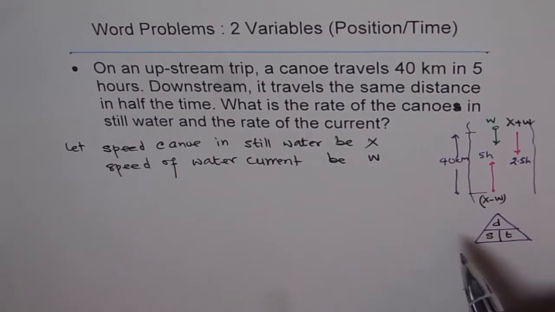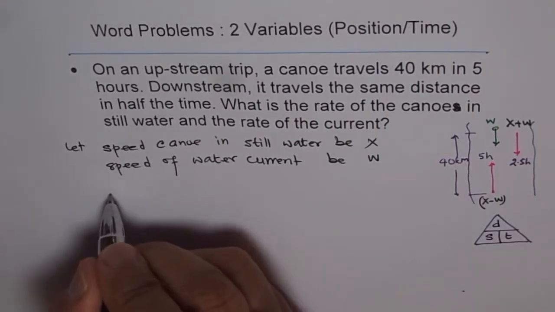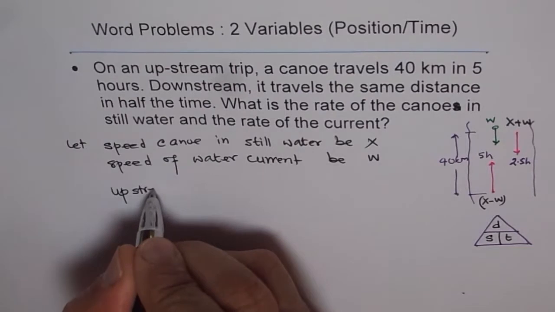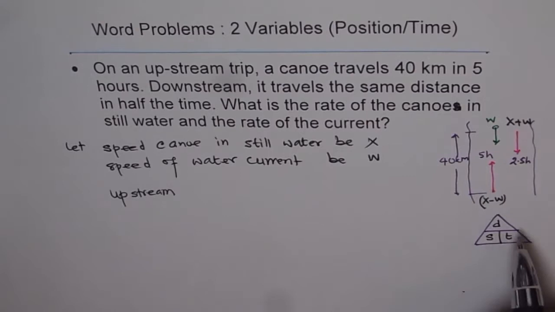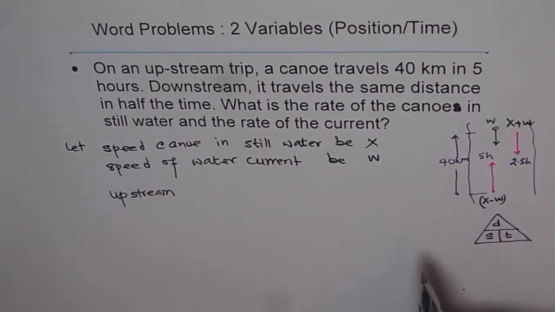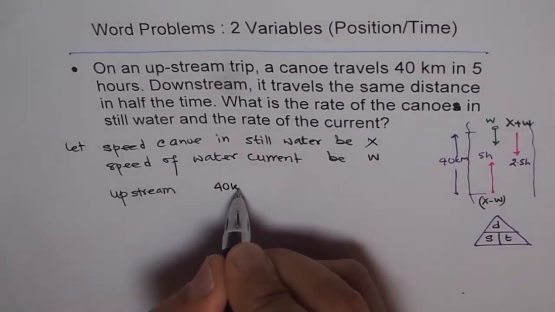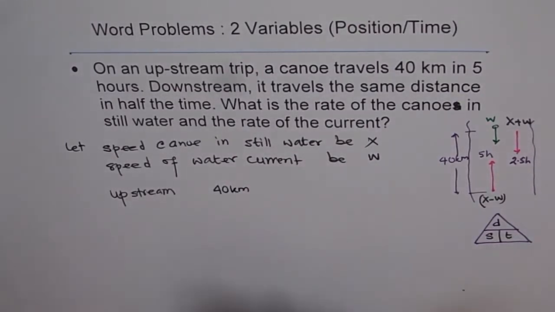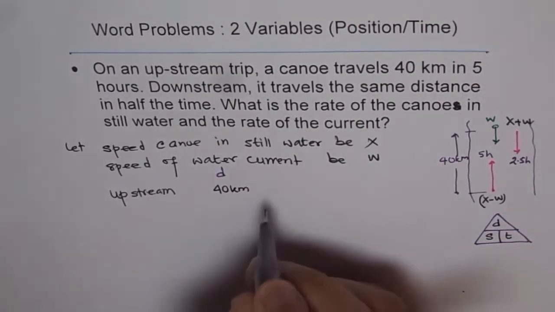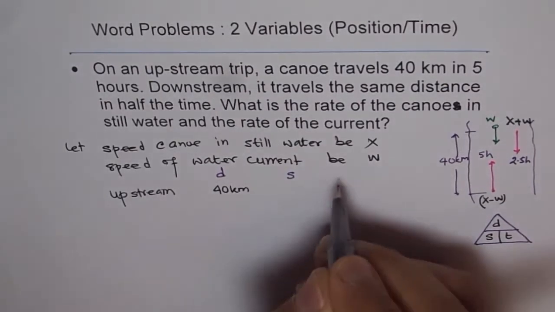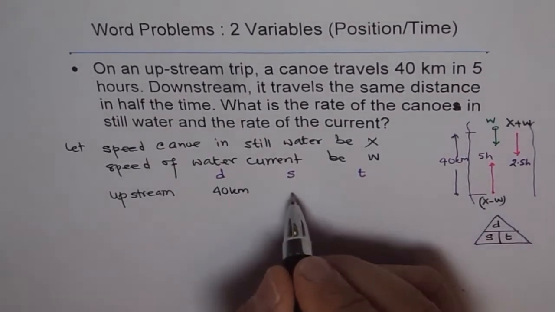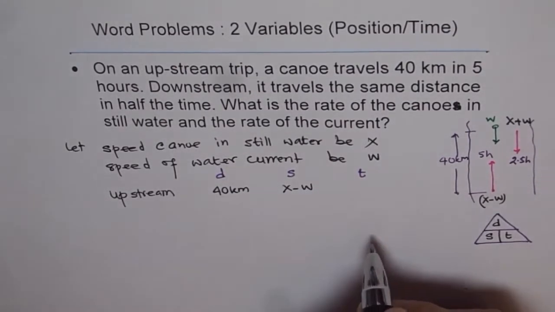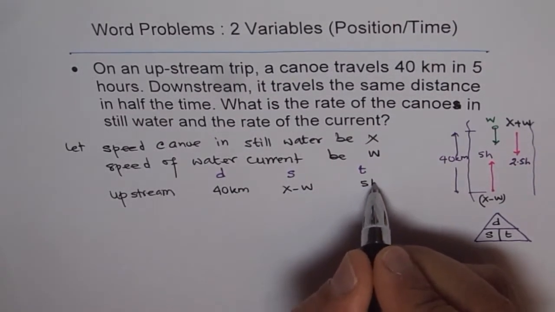Now here we can get two equations. One, while going upstream. So what happens when you go upstream? When we go upstream, the distance is 40 kilometers. So let's make a table here. We'll write distance is 40 kilometers, and what is the speed and what is the time? Let's relate all the things. For upstream, it is 40 kilometers and speed is x minus w and time is 5 hours, right?